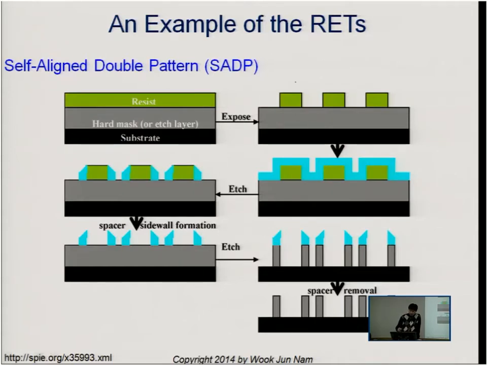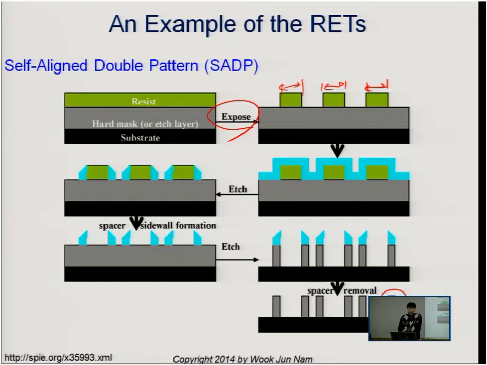So let's say this line width is the maximum line width. In other words, the smallest width you can get under your exposure tool. Then for the first lithography, we have this kind of pattern. Since this is the highest resolution we can achieve, we cannot go much smaller, but let's say this is the feature size you want to achieve.